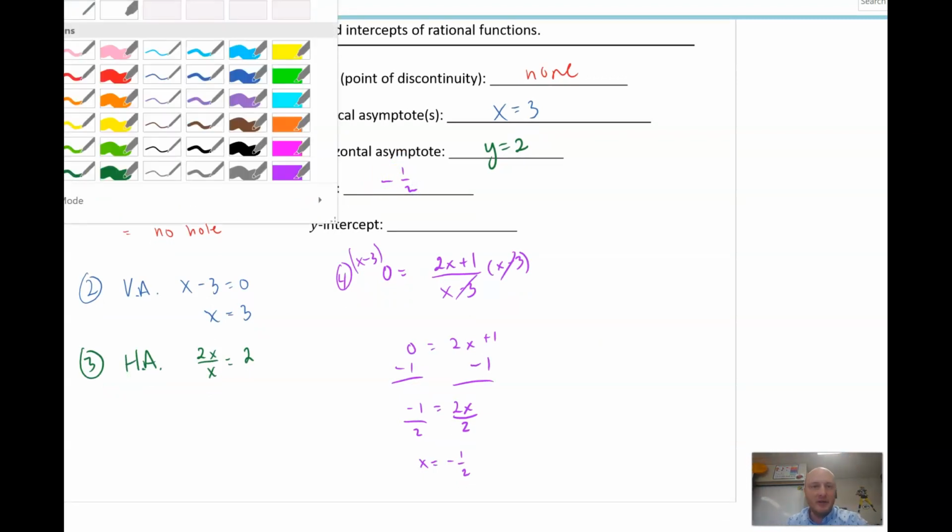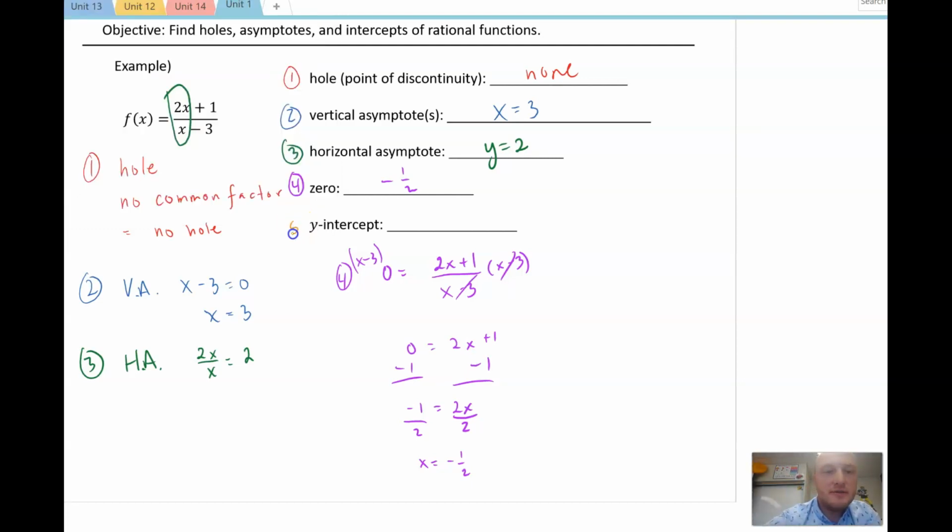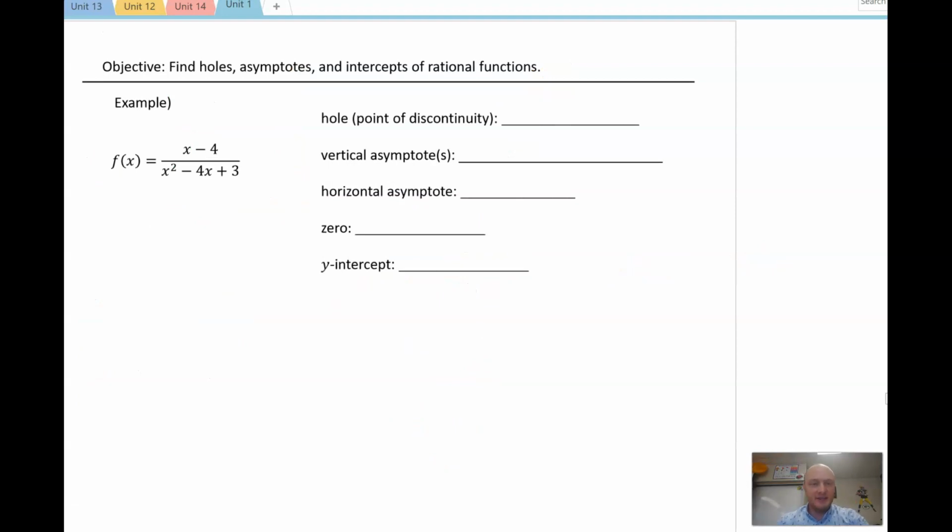All right, and then last but not least, let's use orange. For step 5, the y-intercept, I just plug in 0 for x. So I have (2 times 0 plus 1) over (0 minus 3), which gives us negative 1/3, and we get (0, negative 1/3) as our y-intercept. There you have it. Pretty straightforward. Okay, next example.